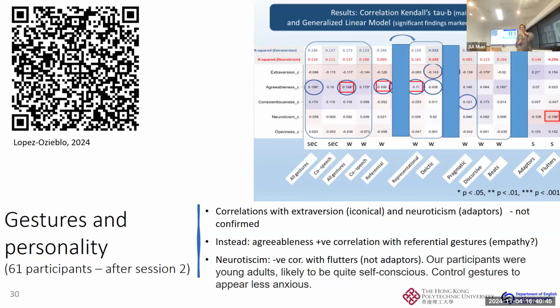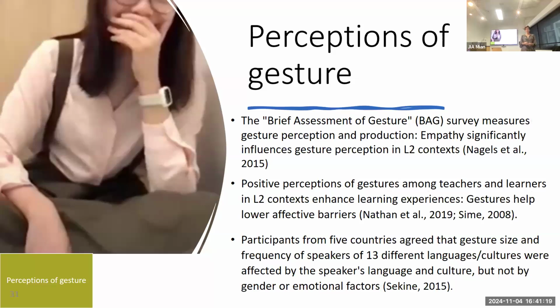The other dimension that we found was neuroticism. And with neuroticism, we found a relationship with the flutters, these little gestures that I was telling you about, and also with age. And what we think might be happening here is that as our participants were fairly young adults, many of them seem to be very self-conscious. And perhaps they were actually really trying to control the gestures. So they would try not to do this sort of thing. If they go into gesture, they will gesture.